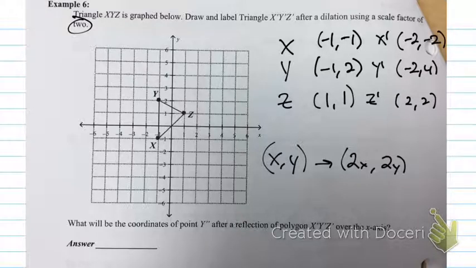Cool, cool. Let's go with this color. So I'm going to draw my new image. Negative 2, negative 2. That's x prime. Negative 2, 4. Y prime. And 2, 2. Z prime. I'm going to draw the straightest lines I can.